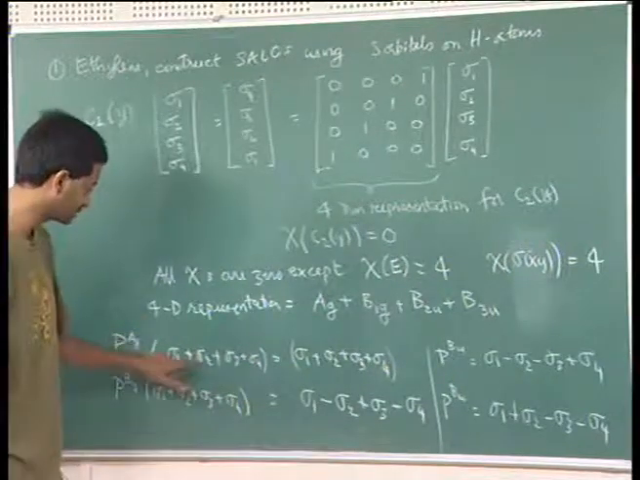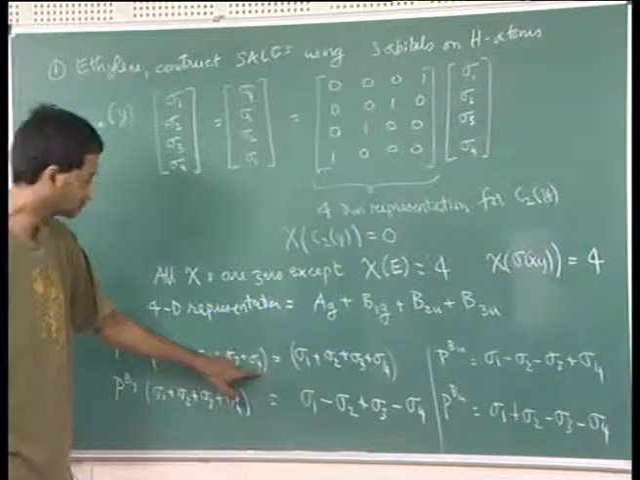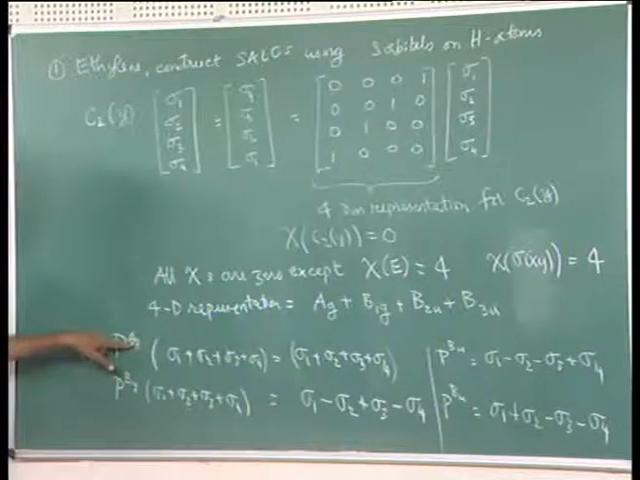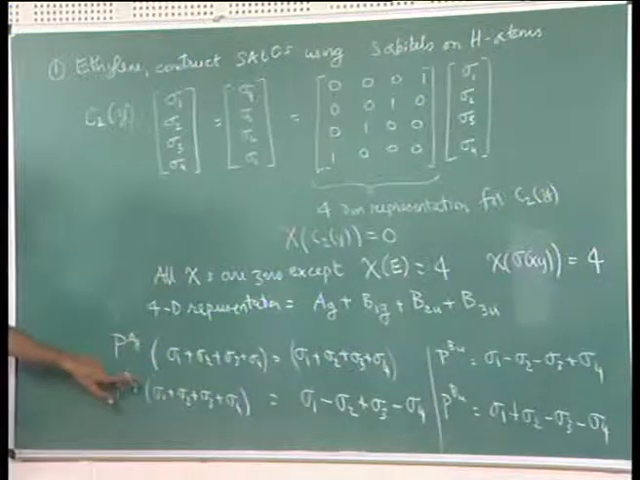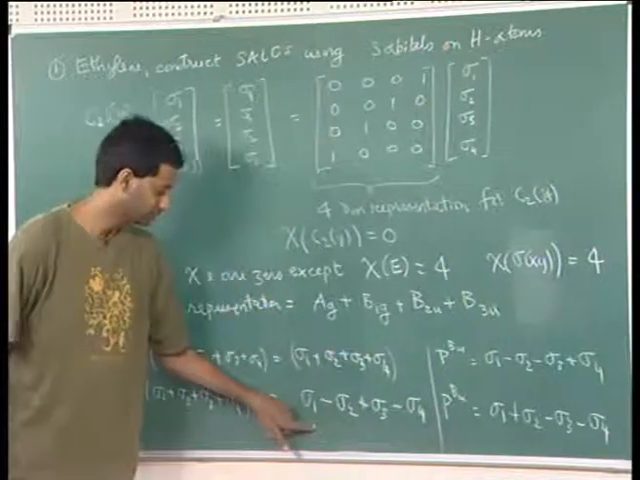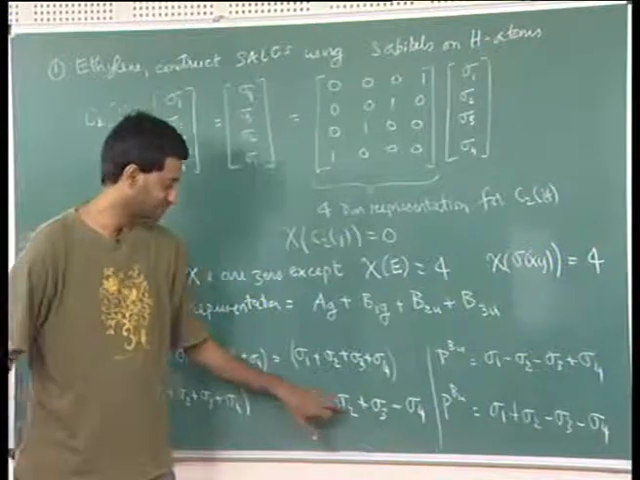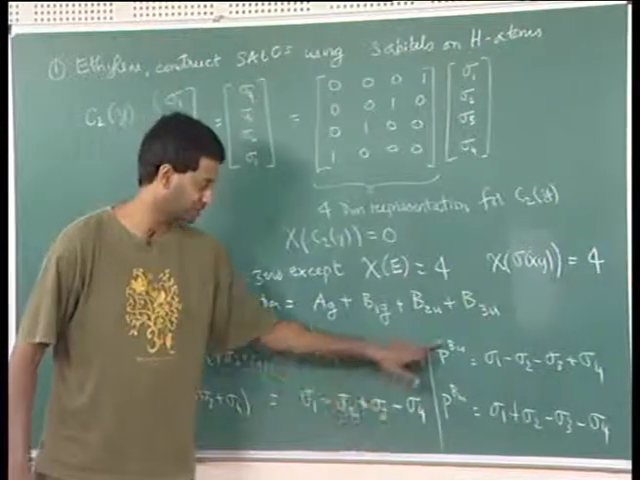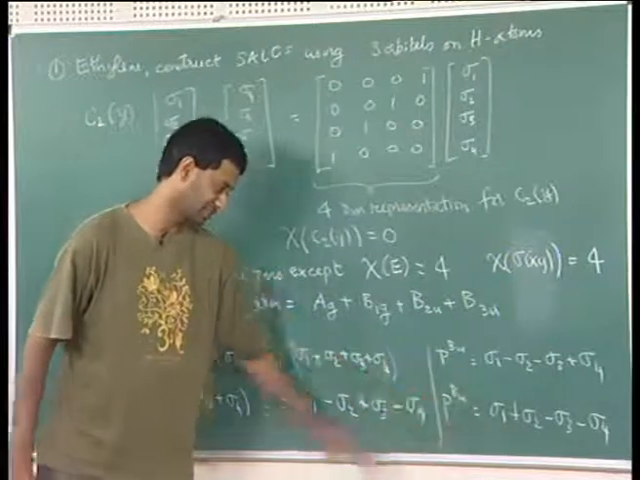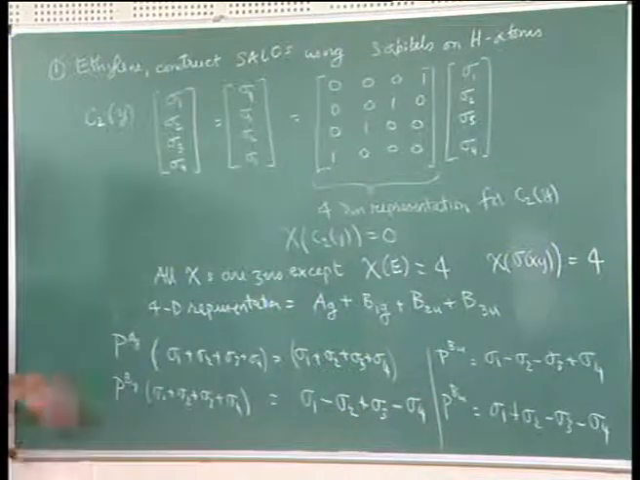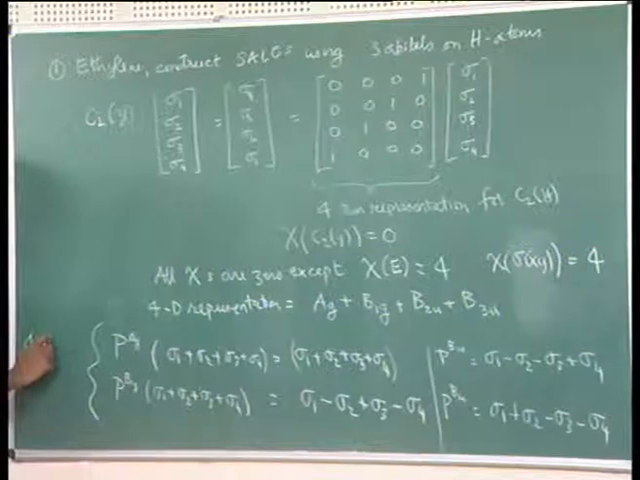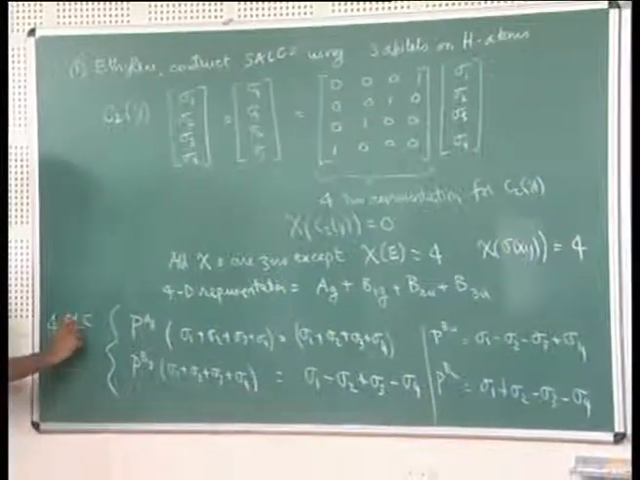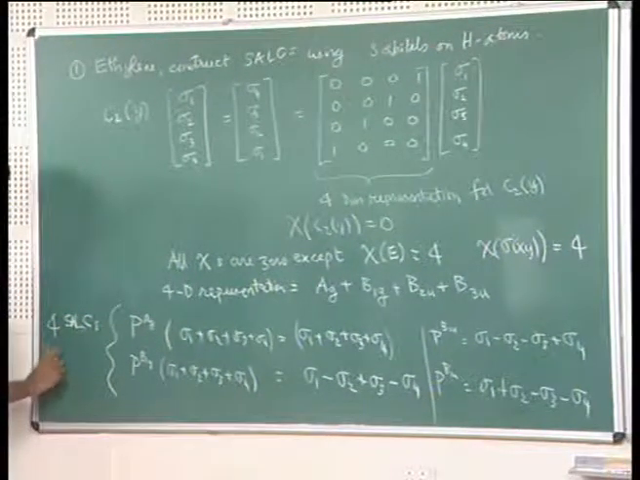Okay. So the point is we can work out all these projection operators, and so these are the four. When you take sigma 1 plus sigma 2 plus sigma 3 plus sigma 4 and project it onto the AG irreducible representation, that projection is just itself. If you project it onto B1G, you will get sigma 1 minus sigma 2 plus sigma 3 minus sigma 4. If you project it onto B2U, you will get this, and if you project it onto B3U, you will get this. So these are the four symmetry adapted linear combinations that you can construct.